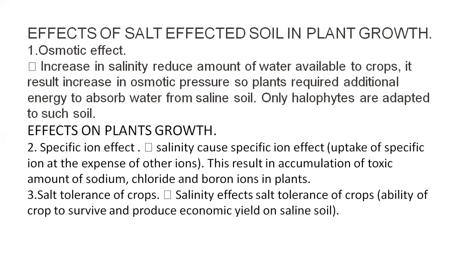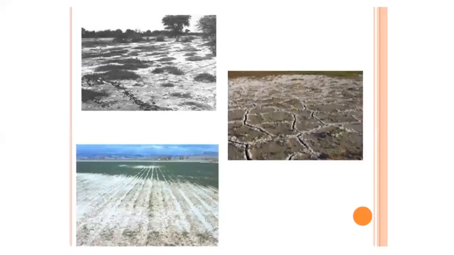Salt tolerance of the crops. Salinity affected soils, or salinity affects the salt tolerance of crops. Okay, salt tolerance is what? It is the ability of a crop to survive and produce economic yield on saline soil. The salt tolerance of the crops will be affected, leading to less growth of the plants.